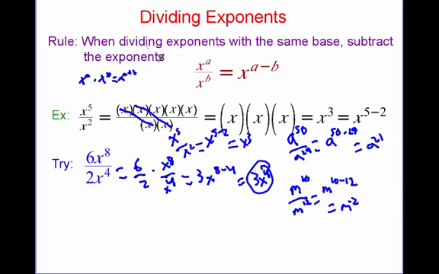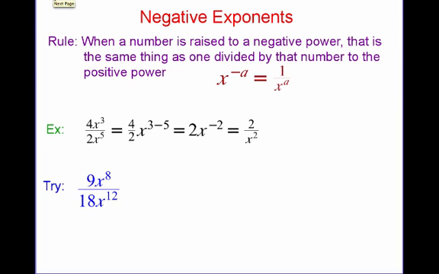And that brings us to our third rule, which is the negative exponent rule. What that rule says is that when a number is raised to a negative power, that's the same thing as 1 divided by that number to the positive power. So for example, x to the negative a is equal to 1 divided by x to the a power. So if I said x to the negative 4, that's the same thing as 1 over x to the 4th power.